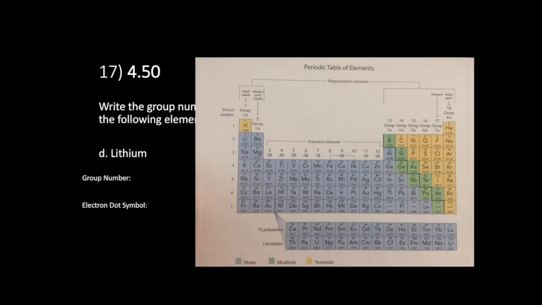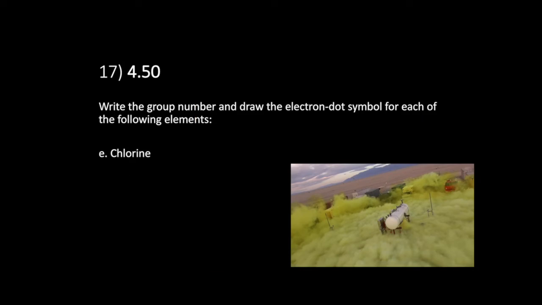All right, let's try lithium. So lithium is in the top left. It's in group 1A, so the group number will be 1A. That's the first thing you'd want to write down. The second thing you'd want to write down is the electron dot symbol. Write the symbol, that's going to represent the nucleus and all of the inner electrons, so Li. And then because lithium is in group 1A, it has 1 valence electron, so I only have to put 1 dot next to it, and that's the electron dot symbol for lithium. It has 1 place where it can connect to other atoms.